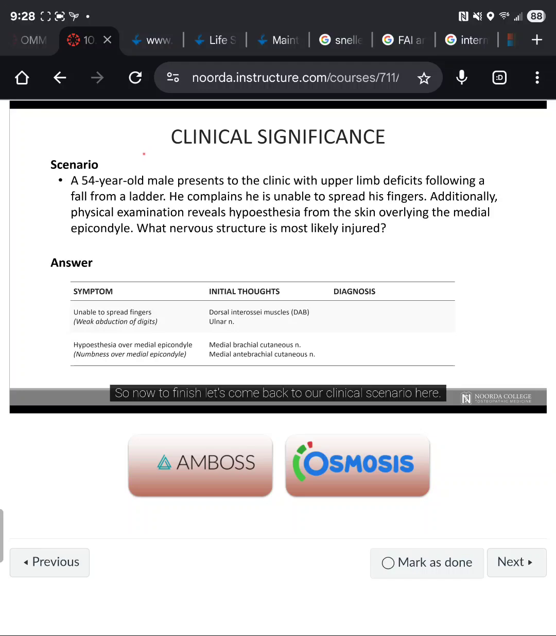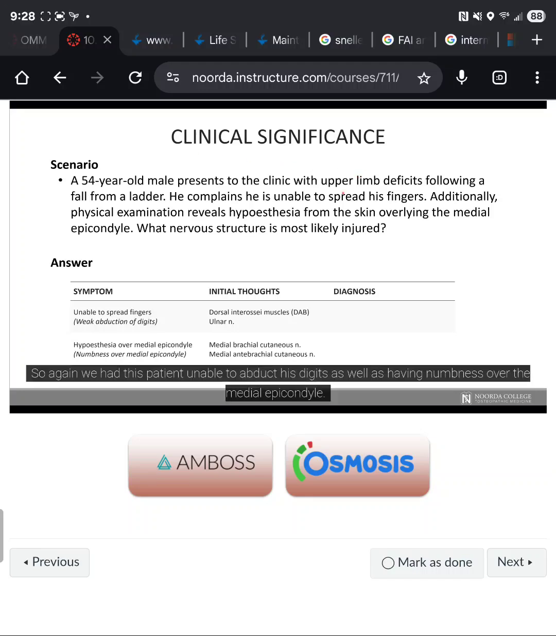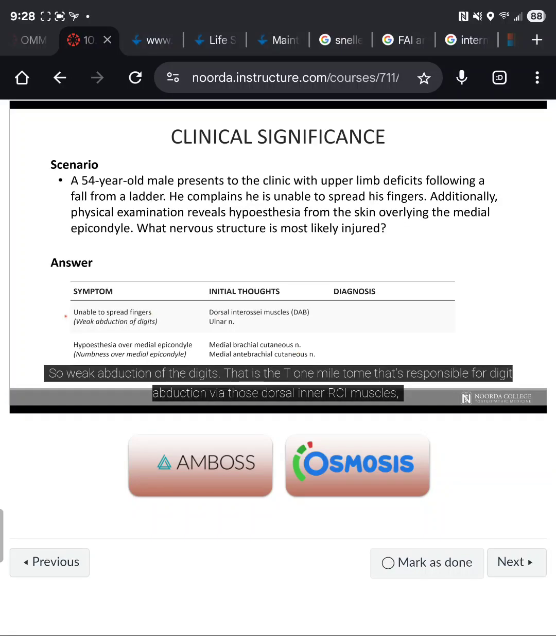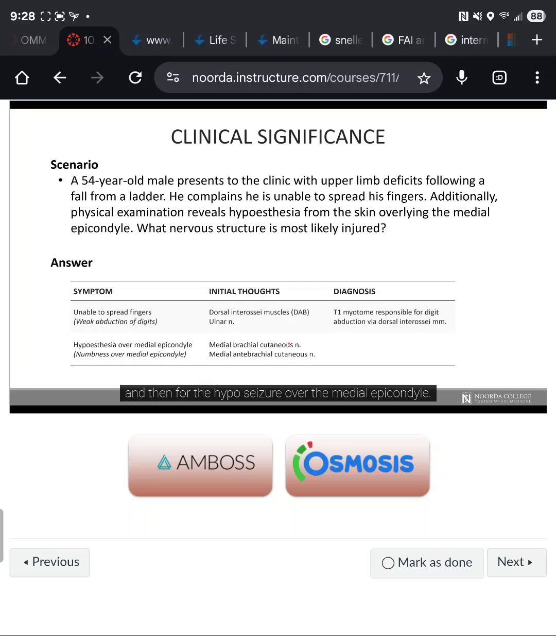So now to finish, let's come back to our clinical scenario here. So again, we had this patient unable to abduct his digits, as well as having numbness over the medial epicondyle. Initial thoughts, maybe the ulnar nerve, maybe one of the medial brachial or antebrachial cutaneous nerves. But now let's see what we could figure out with the myotomes and the dermatomes. So weak abduction of the digits, that is the T1 myotome that's responsible for digit abduction via those dorsal interossei muscles. And then for the hypesthesia over the medial epicondyle, that's also the T1 dermatome that's responsible for sensory innervation of the skin that overlies the medial epicondyle.